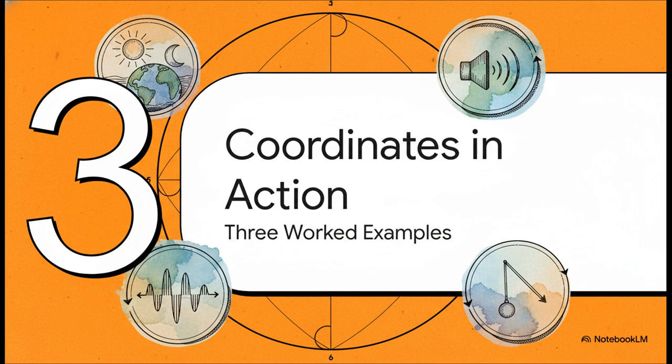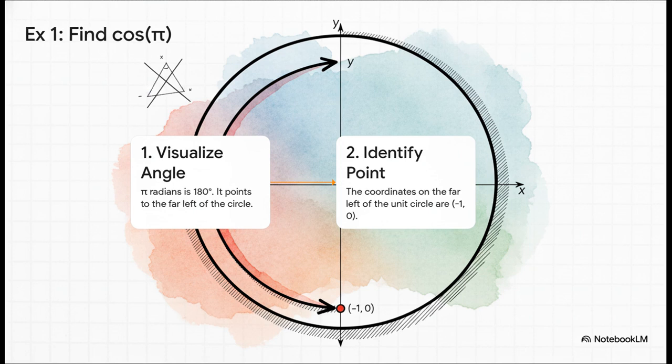Okay, so talk is one thing, right? Let's actually see how powerful and, honestly, how intuitive this new system is. We're going to run through 3 quick examples. All right, first up, what's the cosine of pi? Now, if we tried to use our old triangle method, well, it's impossible. You can't have a 180-degree angle in a right triangle.